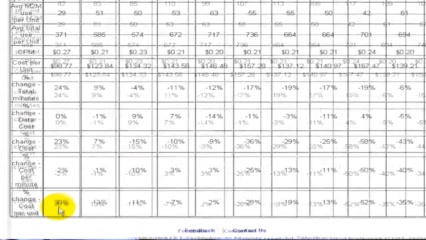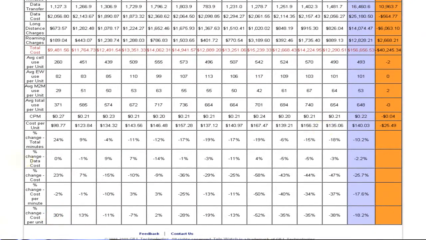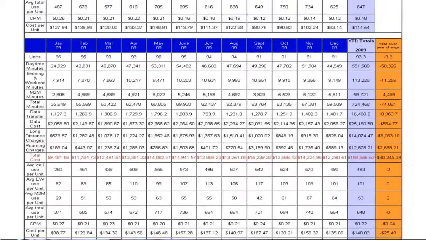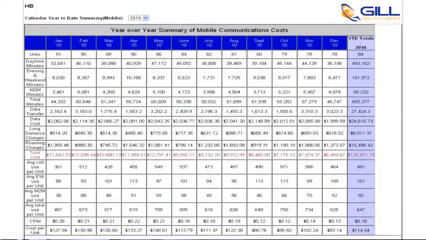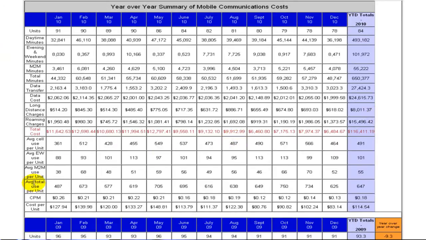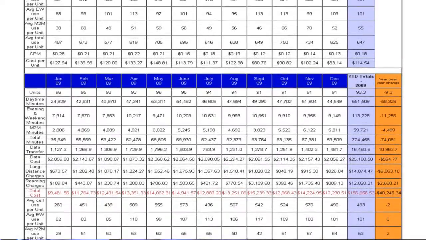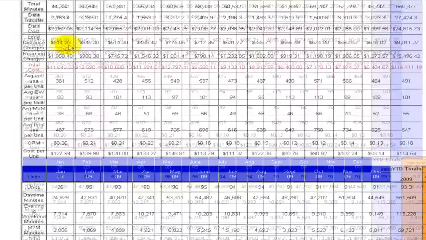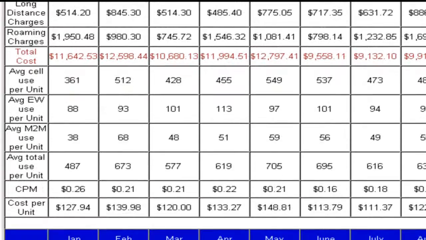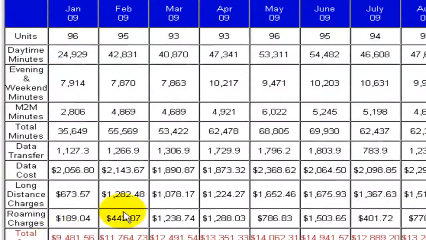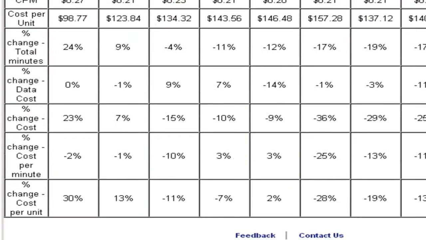In this case, there's a 30% increase in the cost per unit. If we scroll up, we can see that we had 96 units, 91 units this year, so we can very quickly see that the first thing we have is fewer units. The second thing we have is increased costs on this particular month. Looks like it's largely due to roaming charges. We have $1,950 in roaming charges here. We have $189 in roaming charges here. That will significantly impact the cost per unit and cost per minute on a given month, and probably explains why the cost per unit is up here. Cost per minute is roughly the same.